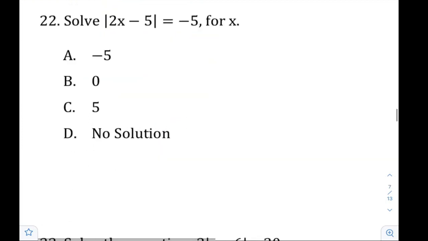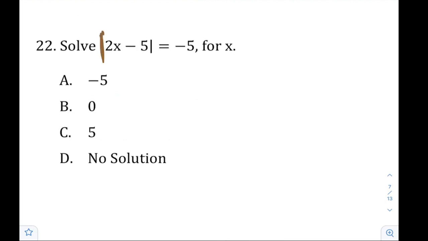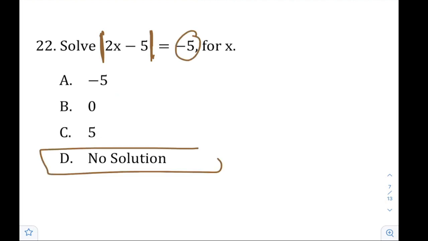Now we move to the absolute value equation. Remember, the absolute value is always positive. The absolute value will be always positive or zero. So whenever you have absolute value alone on one side equal to a negative number, without thinking, no solution. It's the empty set. There is no value that makes this equation correct.